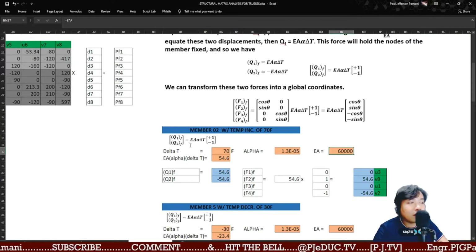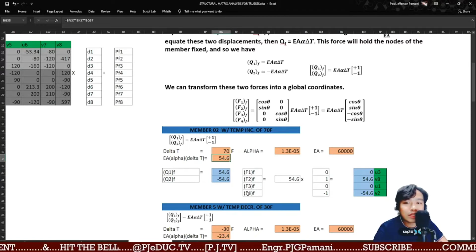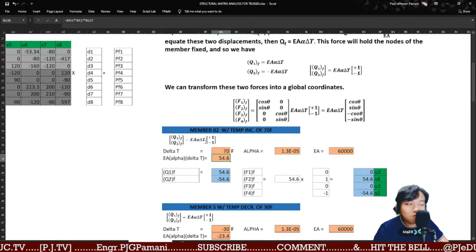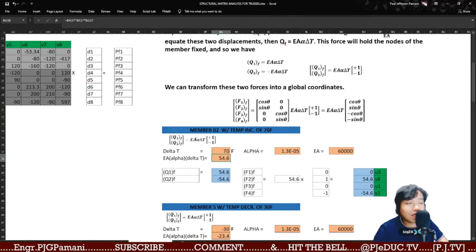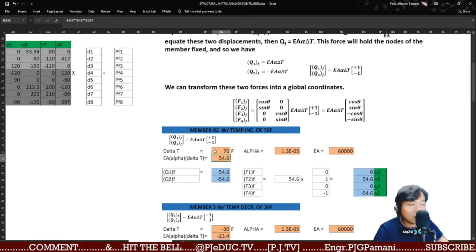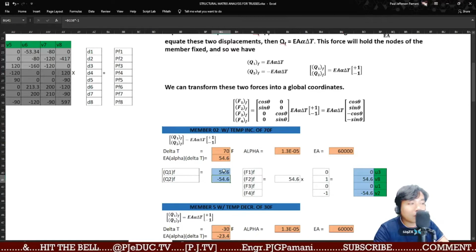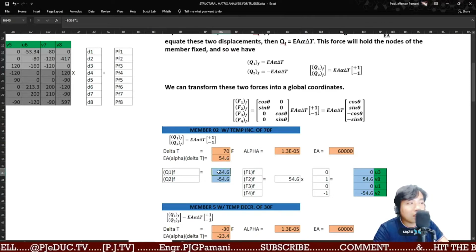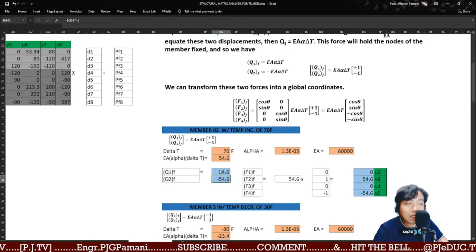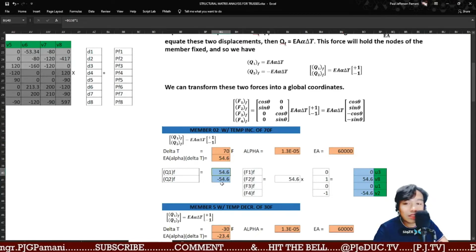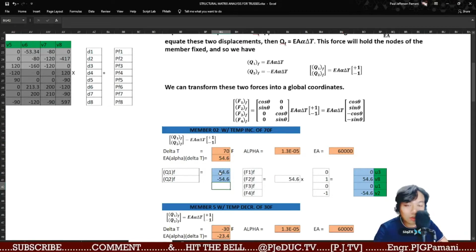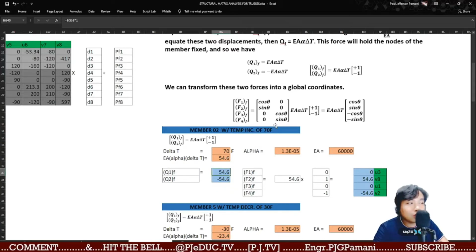Simplify to give the value for EA times alpha times delta T of 54.6. Then, yan na yung ating EA alpha delta T. Multiply that. That is your scalar quantity. Multiply natin siya sa 2x1 matrix of positive 1 and negative 1. Gives us the equivalent force or the additional force under its local coordinate system needed na kailangan nating idagdag due to the increase in temperature of 70 degree Fahrenheit.